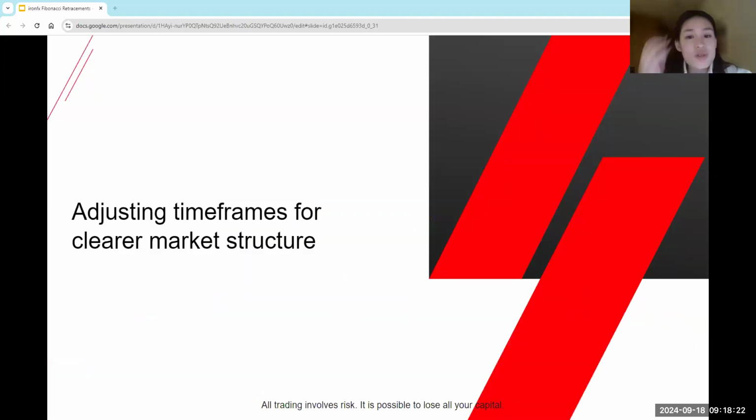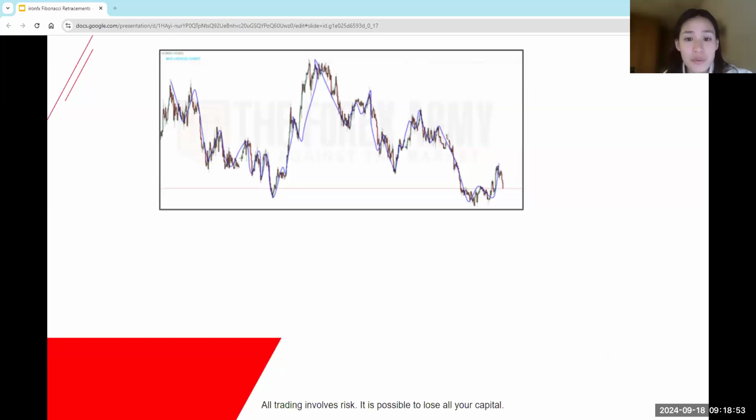Okay, so one thing we can do to find clearer market structures for our Fibonacci analysis is to adjust the time frames so that the market structure is clearer. What might look messy on an M30 chart might look very clear on an H4 chart. If there's too much chaos on the shorter time frames, it doesn't mean that the entire currency pair cannot be analyzed. At that point in time, you can take a step back to get a clearer view. So here's an example of what we mean.